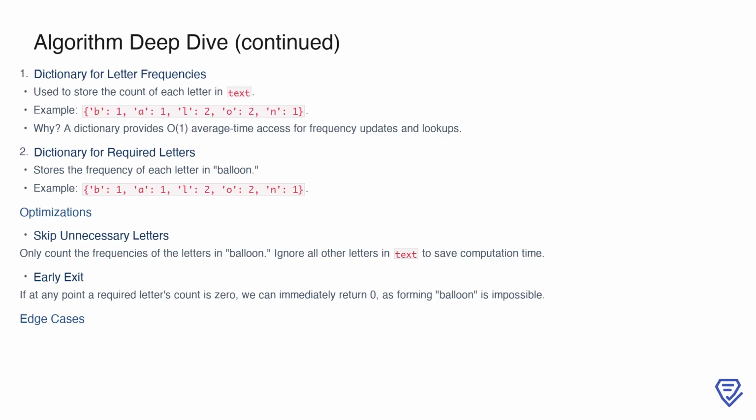To optimize further, we can skip counting letters in text that aren't part of balloon, as they don't contribute to forming the word. Additionally, if any required letter's count is 0 during the frequency check, we can immediately return 0 since it's impossible to form balloon without all the necessary letters.